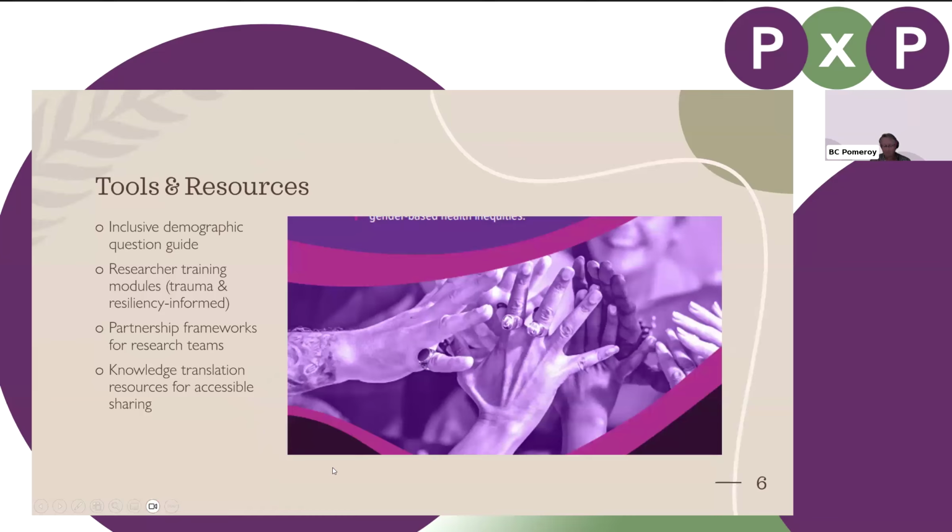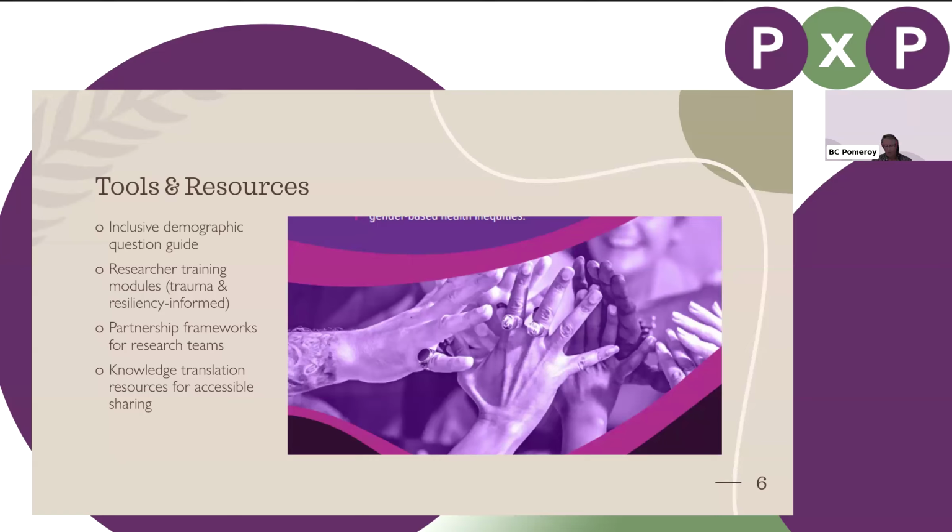So out of this collaborative process came a set of tools and resources that you'll be able to find. I think the link's been put in the chat, designed to make research more inclusive in practice. We developed an inclusive demographic question guide to help researchers collect data that better reflects gender diversity. Second, we co-designed training modules for research teams on trauma resiliency informed approaches so that inclusivity is built into the way studies are conducted. Third, we created partnership frameworks that guide how patients and community members can be meaningfully involved in research design and governance.